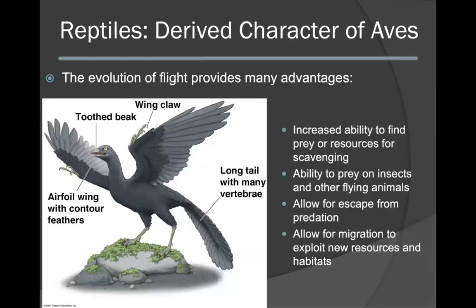This image is a depiction of Archaeopteryx, an ancestral bird species. Note the presence of a toothed beak, wing claw, as well as a tail. This is now lost in modern-day birds.